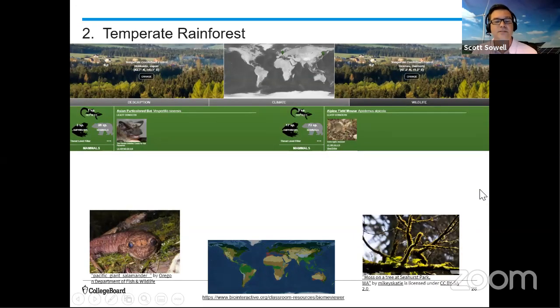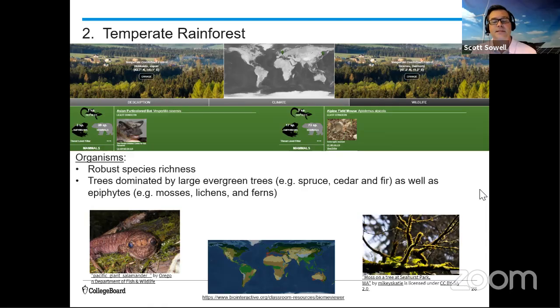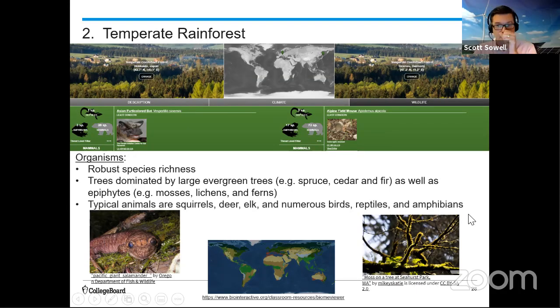And if we compare species richness, it's much more species rich and biodiverse than the boreal forest was. It's again dominated by evergreen trees, these conifers, but also lots of lichen and mosses and ferns, these epiphytic plants. And then typical animals would be deer, elk, plenty of reptiles and amphibians.